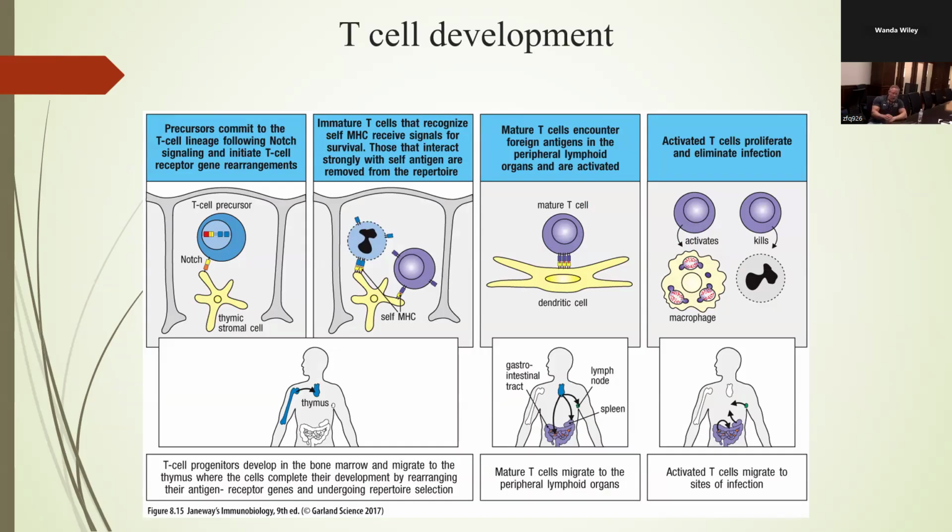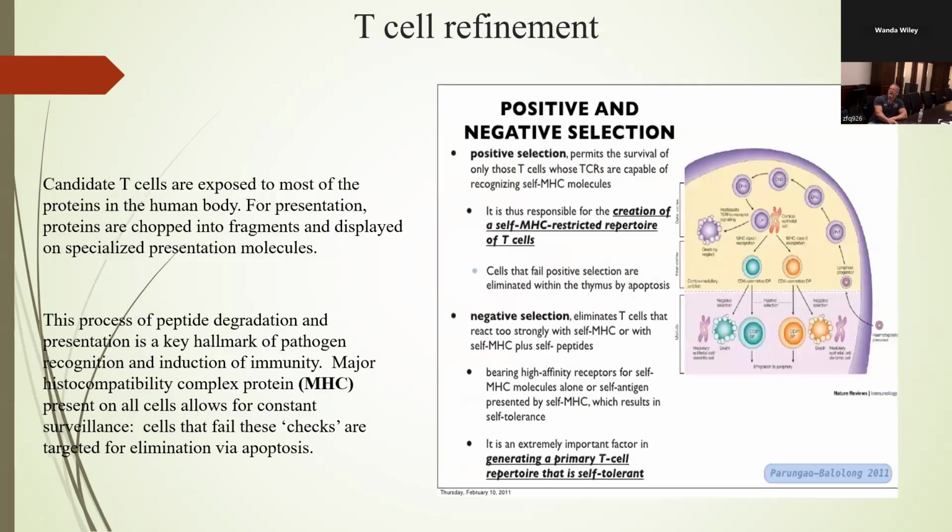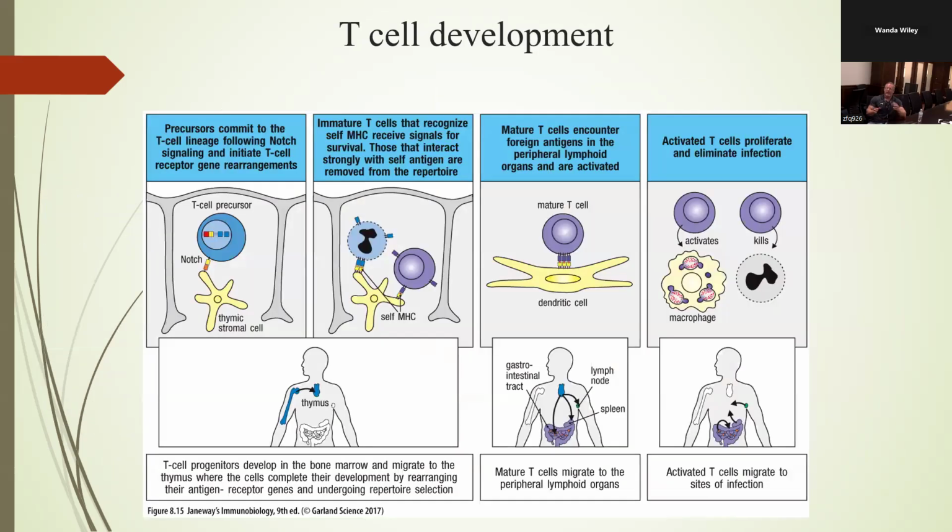So all of these cells in general, I think I may have had a slide in here, I don't. Okay, so all of the cells of the immune system come from your bone marrow.